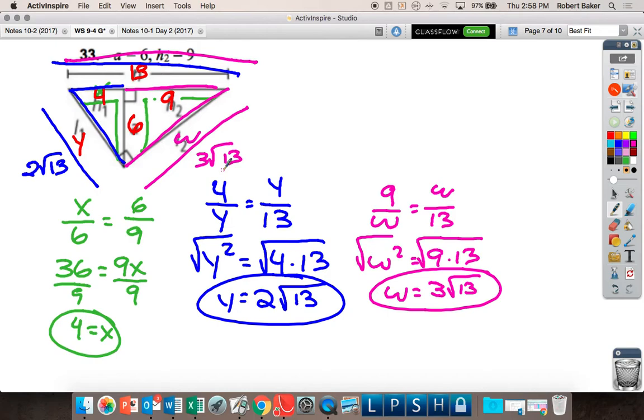So you could check your math, and a squared plus b squared should equal c squared. 2 square roots of 13 squared plus 3 square roots of 13 squared should equal 13. Cool.